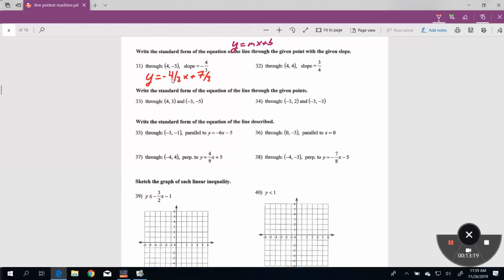So y equals negative 4/3 x plus 7/3 was that answer as we just discovered on there.